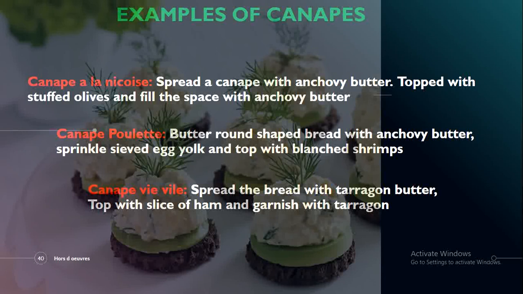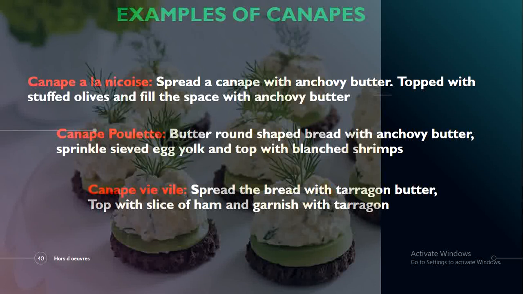And next one is canape poulet, and it's like round shaped bread we are spreading with anchovy butter, and we are sprinkling egg yolk, and it is topped with blanched shrimps.